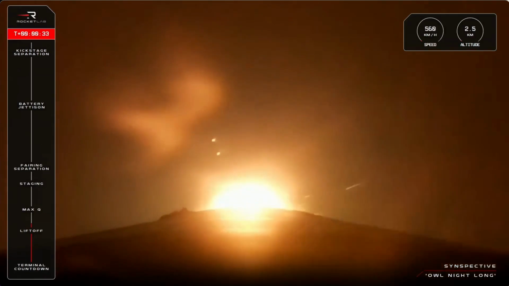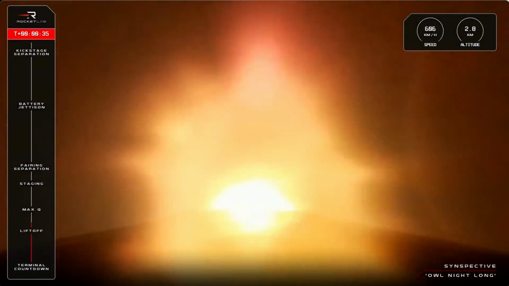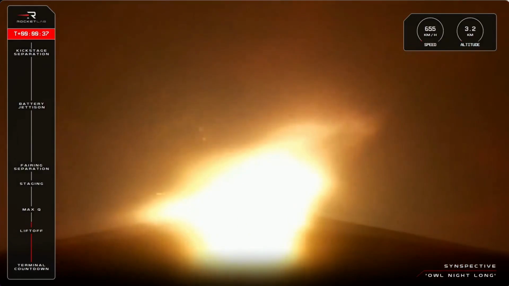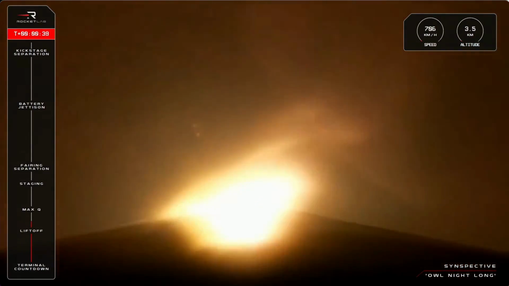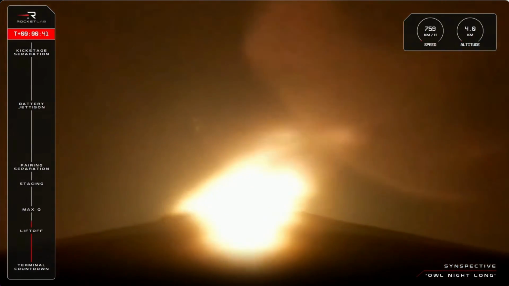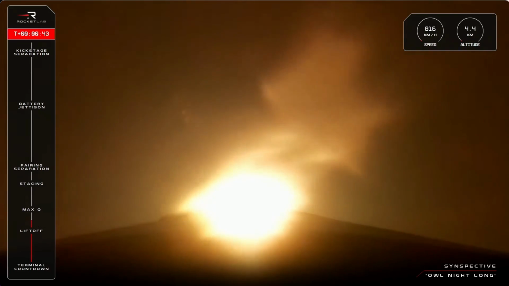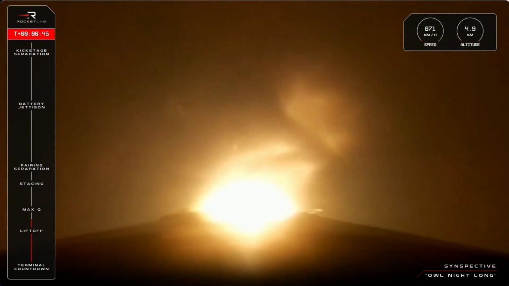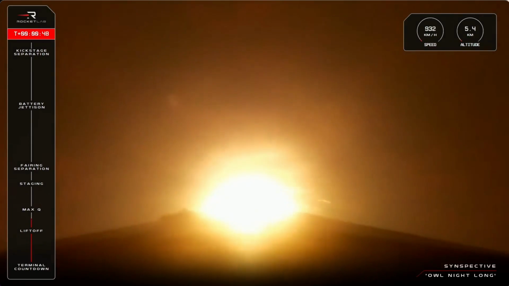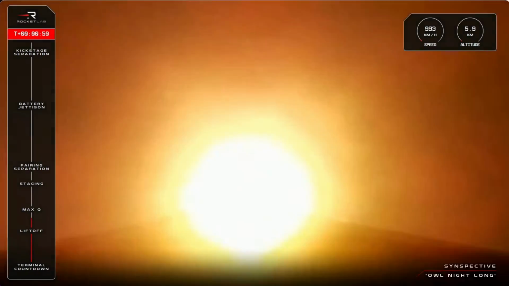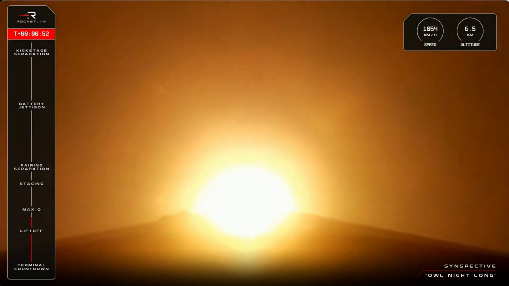Electron is now in the air, having successfully lifted off the pad at Launch Complex 1. Synspective Strix-3 satellite is on its way to space. The next critical stage in Electron's flight is Max-Q, or maximum aerodynamic pressure. This is when the vehicle's velocity is at its maximum and the vehicle experiences the most amount of mechanical stress.